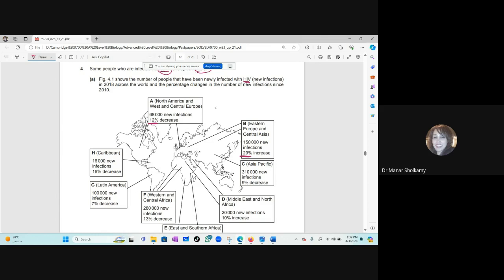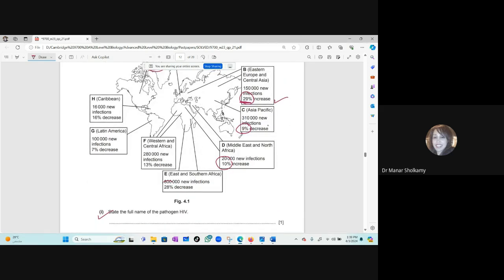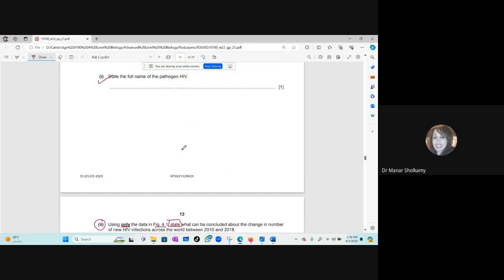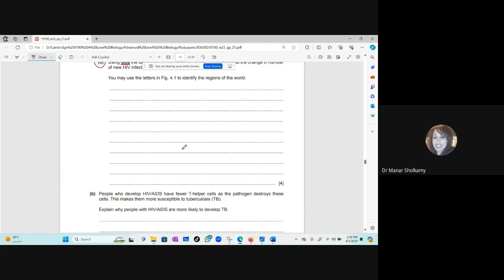Now look at North America. There's a 12% decrease. In Eastern Europe, 29% increase. Asia, 9% decrease. Middle East, 10% increase. So you will keep on repeating that, by the way. You have decrease, decrease, decrease, decrease. Now, most of the countries show a decrease. Most of the countries show a decrease, and only 2 regions show an increase, which is Eastern Europe and Central Asia, and Middle East and North Africa. That's it. This is the stating part. You will not need to do any explanation.